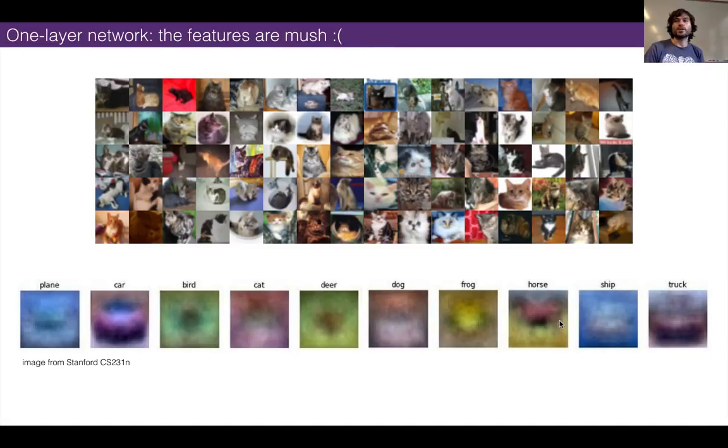Just total mush. And I can tell you that it would be very not accurate. If you took random guesses, you'd have an accuracy of 10%. If you applied a one-layer neural network to this, you'd have an accuracy of, I don't remember what it is, but like 25 to 30%. So better than random guesses, but not very good.